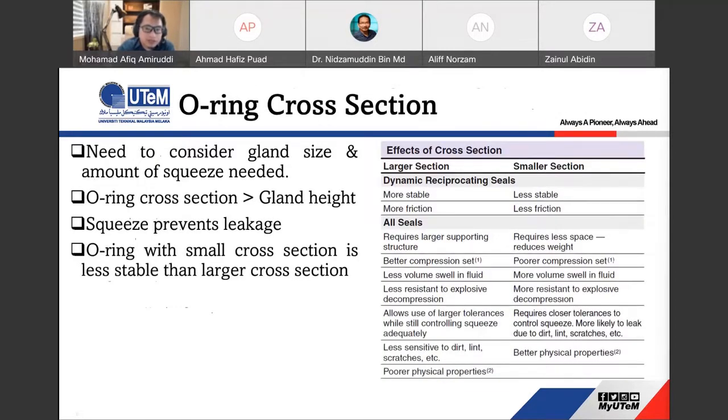So large cross-section and smaller cross-section has some impact on the seals. If you can see on the table, the effect of cross-section: if the cross-section is larger, it will give more stability to the application, and it will give more friction. It also requires a large supporting structure, better compression set, less volume swell, and so on. You can read this table if you want to apply the larger section.